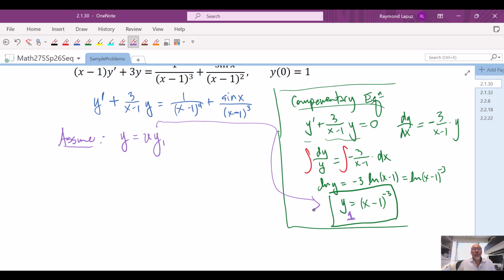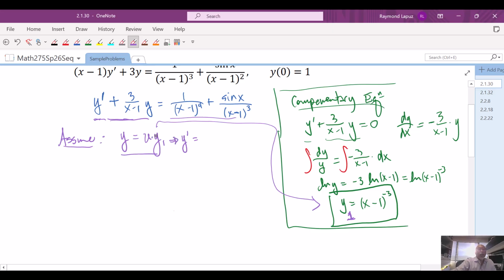And as we set this up, we'll see something interesting happen that will happen all the time. And so you can find a little shortcut here, but I would suggest that you go through this process all the way through. All right, now we want to put this solution into this equation up here. So we'll need y prime. So let's find y prime right here first.